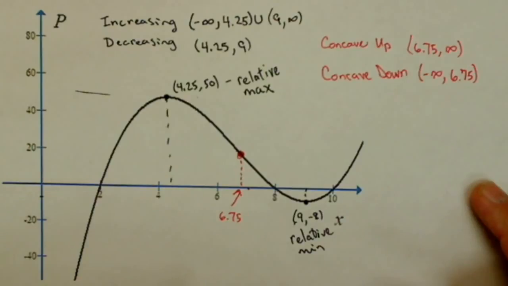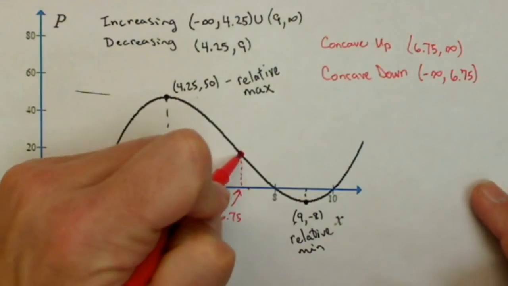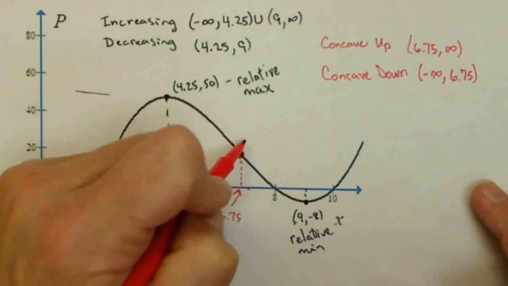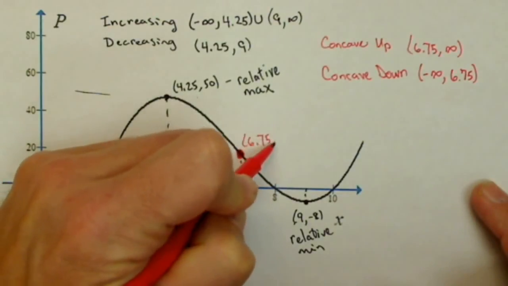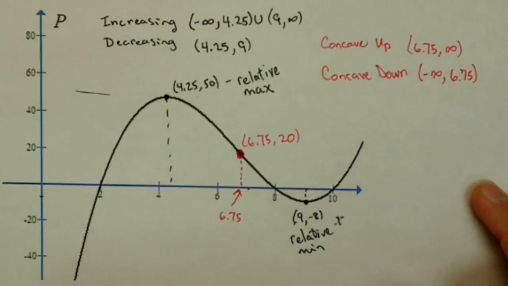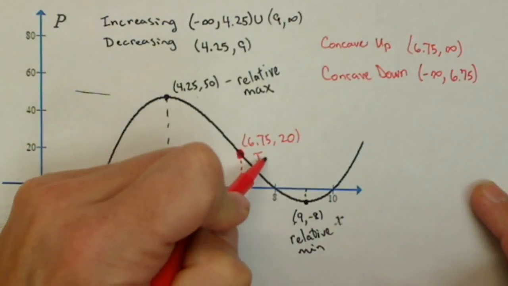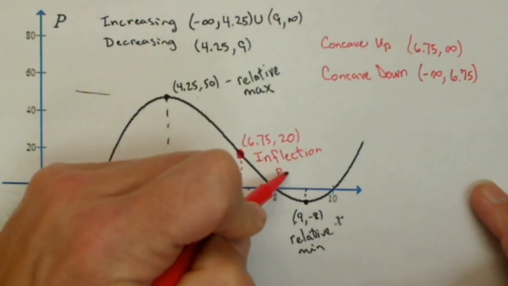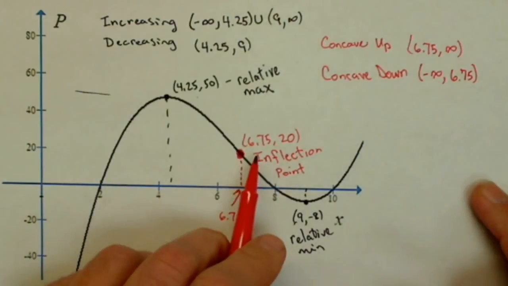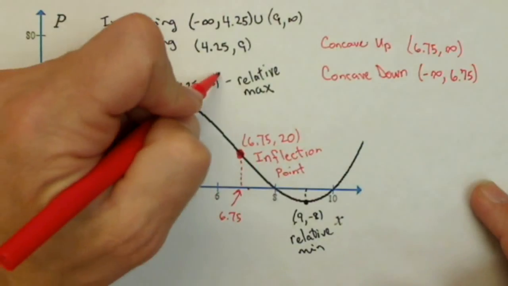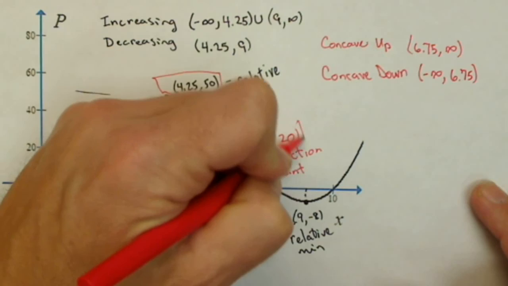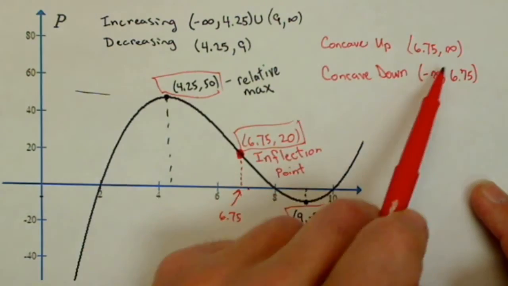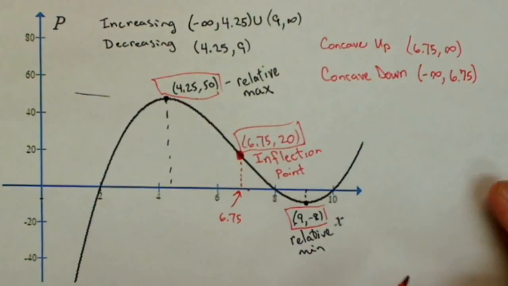If a graph changes concavity, that means we have what's called an inflection point. And it's roughly at about 6.75, 20. So what we have there is what we would call an inflection point. And we give that again as an ordered pair. So just as a reminder, these three are ordered pairs because they're a point. Up here, these are all our intervals for increasing or decreasing.